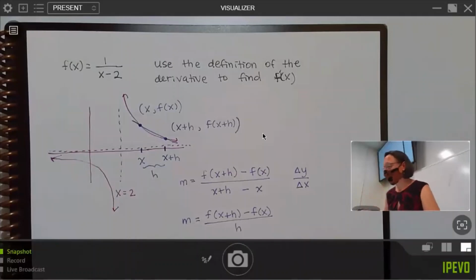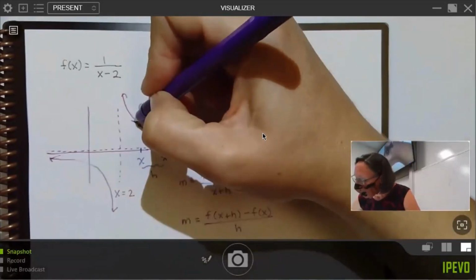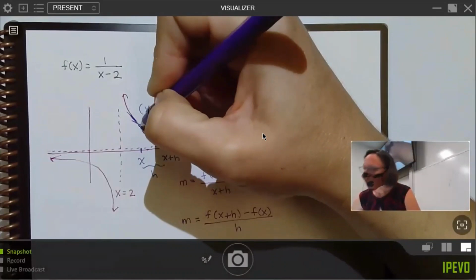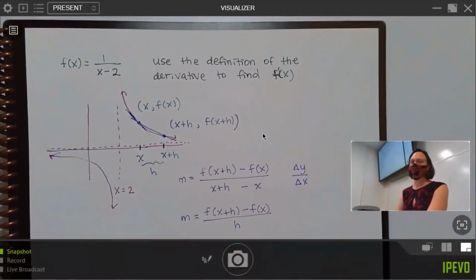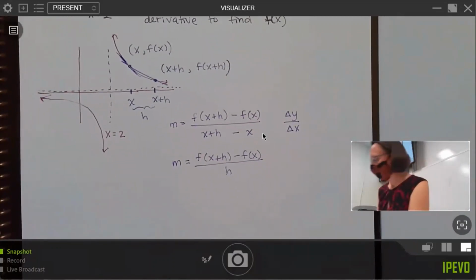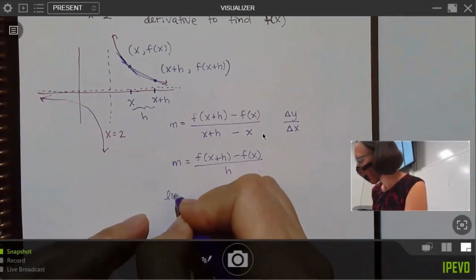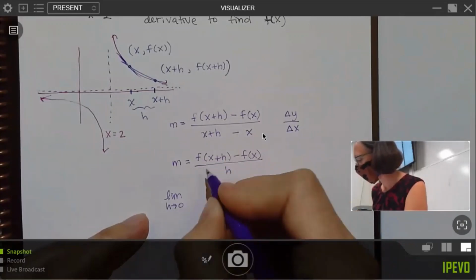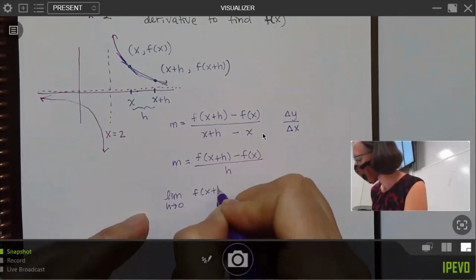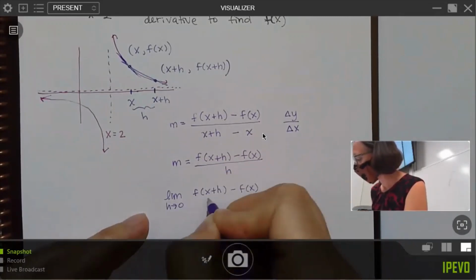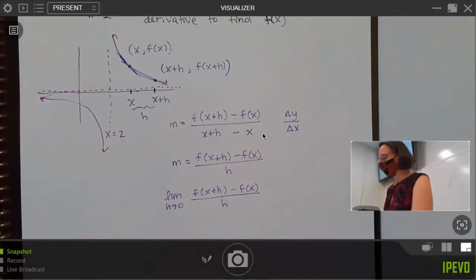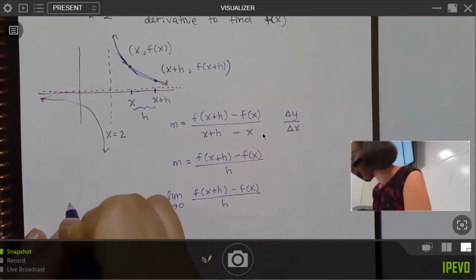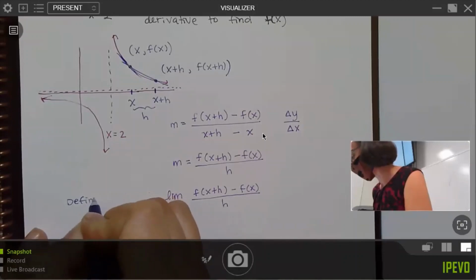So our tangent line would look like this, where we're finding the slope at just one single point. So we take this from a secant line to a tangent line by taking the limit as h approaches 0 of all that good stuff. Now, this is just our generic formula, and then we have to apply it to a particular function. And this is our definition of the derivative.